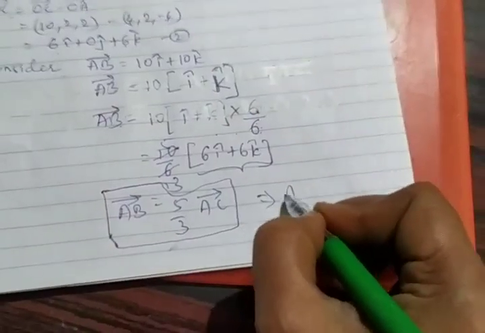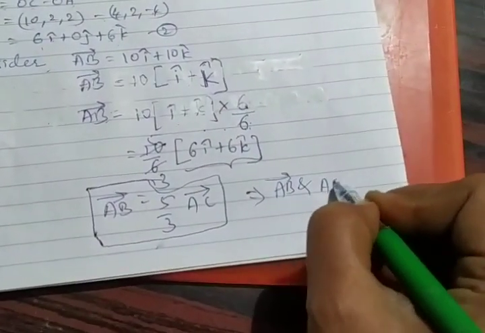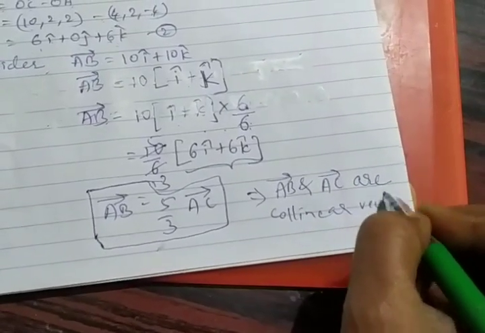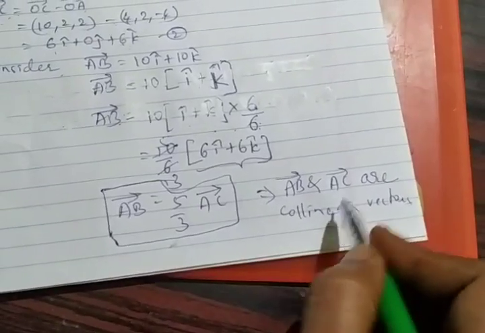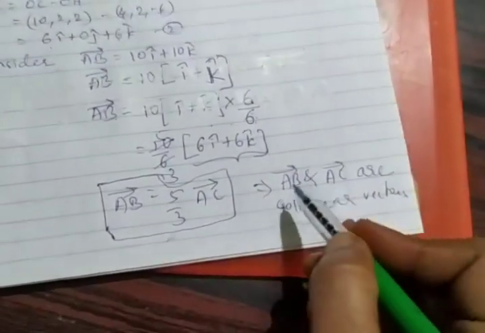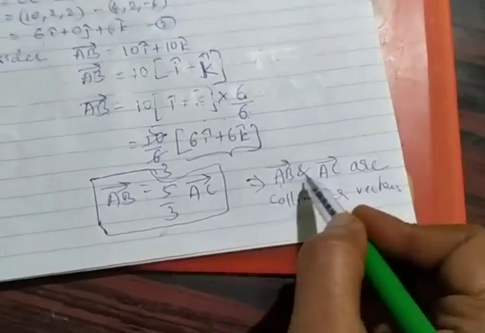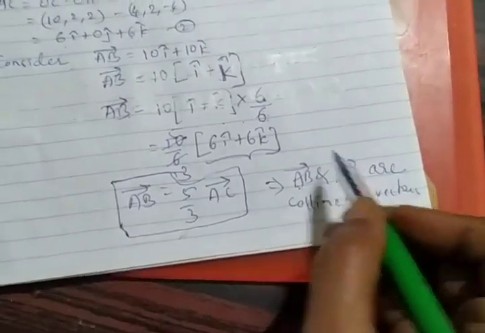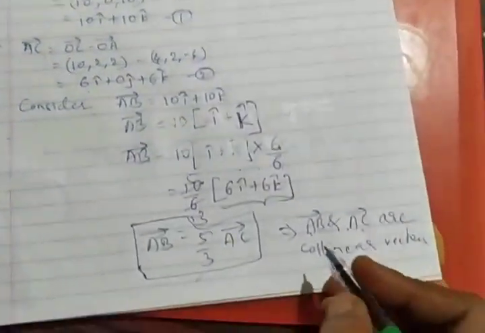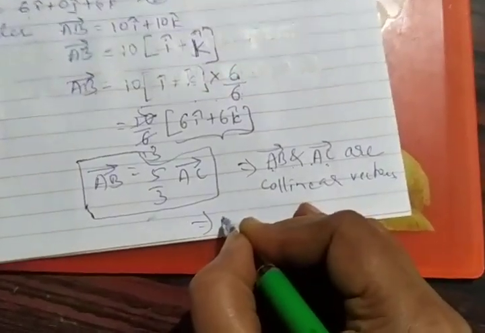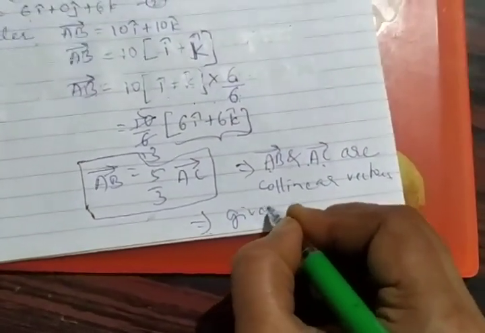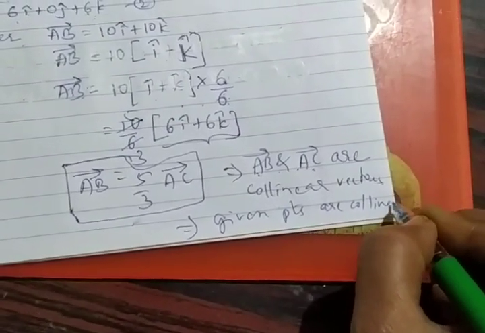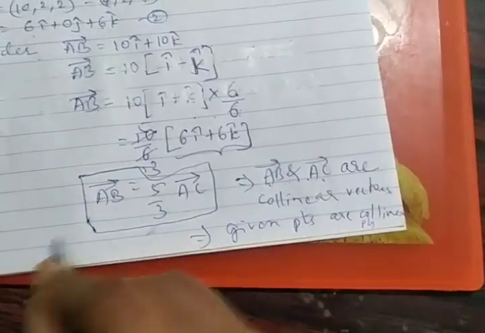This implies AB vector and AC vector are collinear vectors. When I am declaring collinear vectors, the definition says they are parallel. But these cannot be merely parallel as A is a common point. Because A is a common point, all these 3 points, the position vectors given, should lie on the same straight line. Therefore the given points are collinear points. That should be the answer.